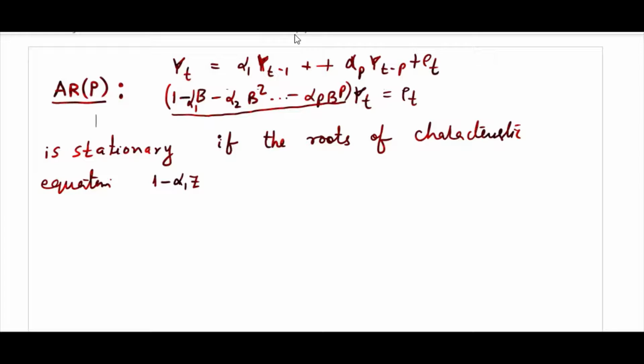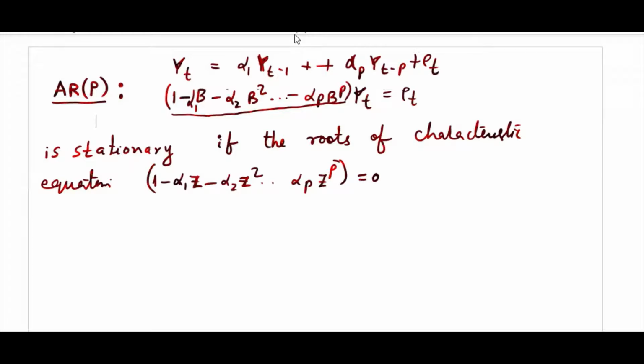1 minus alpha 1 z minus alpha 2 z square and so on, up to alpha p z^p. So this is equal to 0. This is called the characteristic equation. We don't need the proof of this one. Just remember the roots of this equation. You can remember this way.